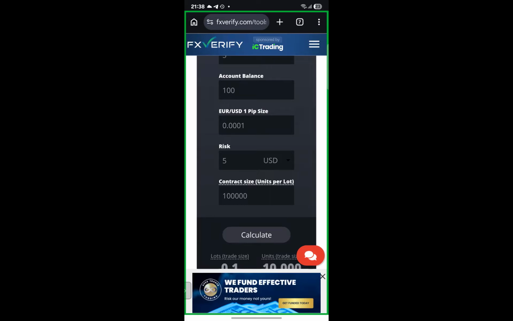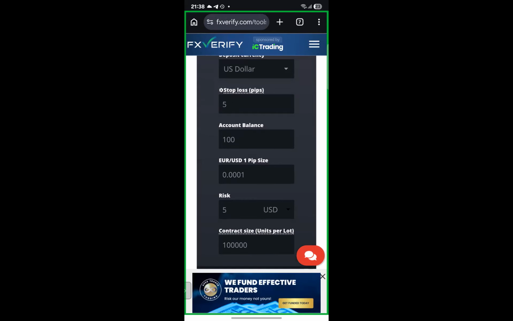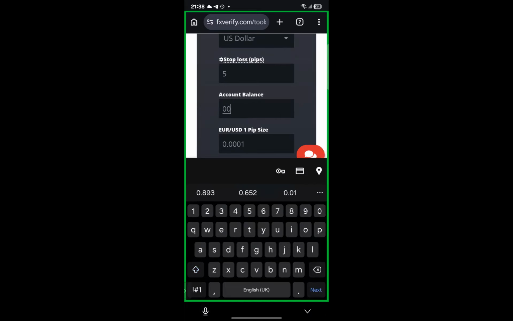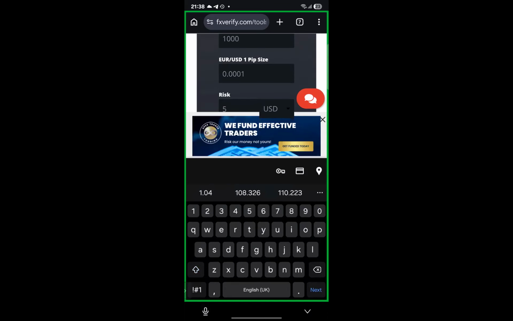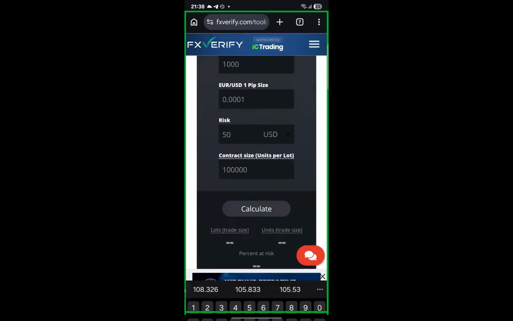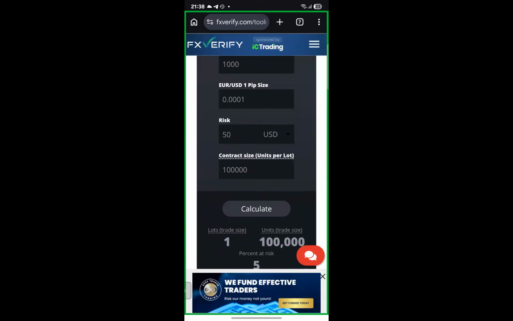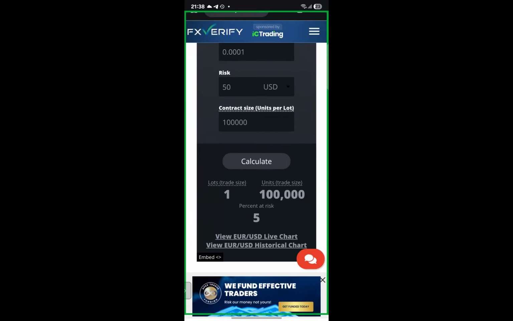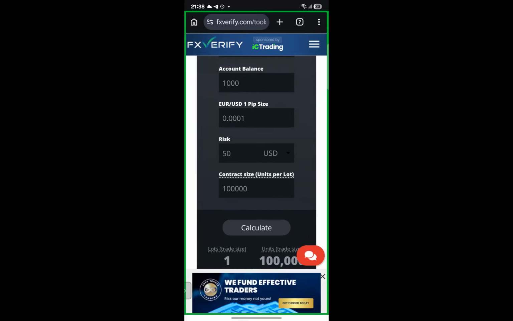Very simple. So for someone who has $1,000 in the account, and the person wants to risk the same 5%, that would be $50, yeah? Put $50 here. You click on calculate. You see, it does not show 0.1. It showed one lot this time around. So if I have $1,000 in my account, it told me to use one lot.